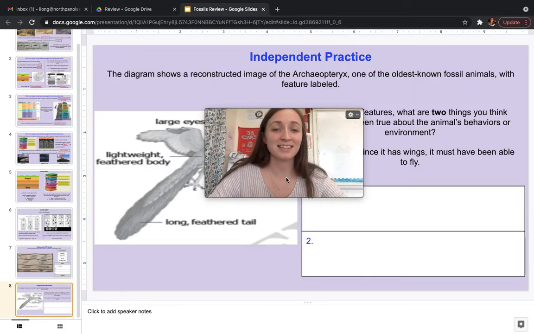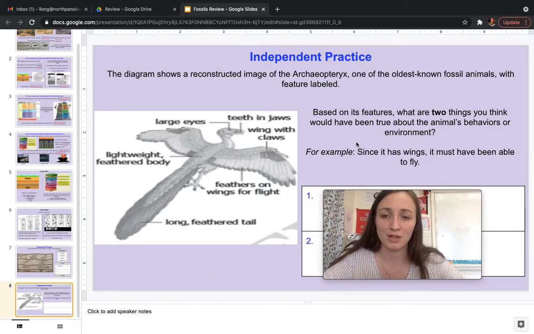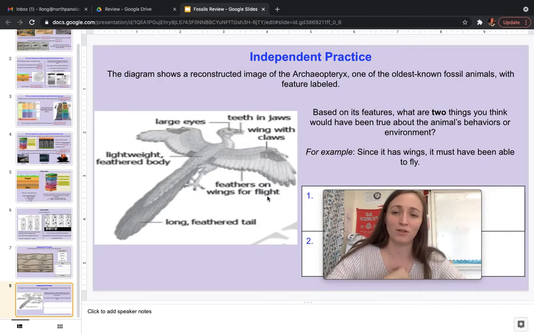This last piece before your exit ticket, because you got to do your exit ticket, this diagram right here shows a reconstructed image of the, and there's another crazy fossil name, I don't even know how to pronounce that, so I'm not even going to try, of one of the oldest known fossil animals with features labeled. Okay, so here is an example of what that animal would have looked like. We know it had large eyes, teeth in its jaw, he had wings with claws, scary, long feathered tail, all that good stuff.